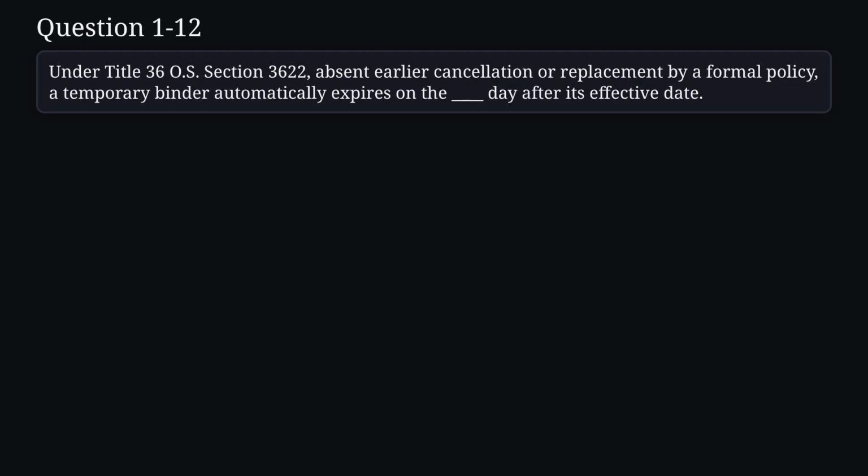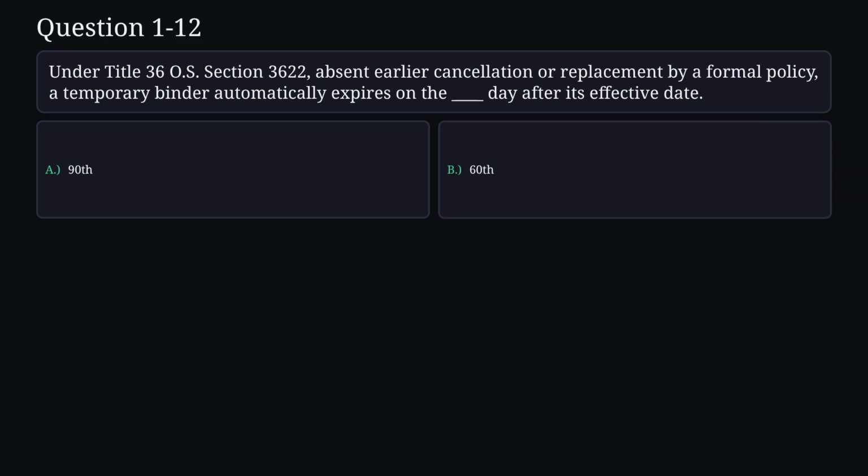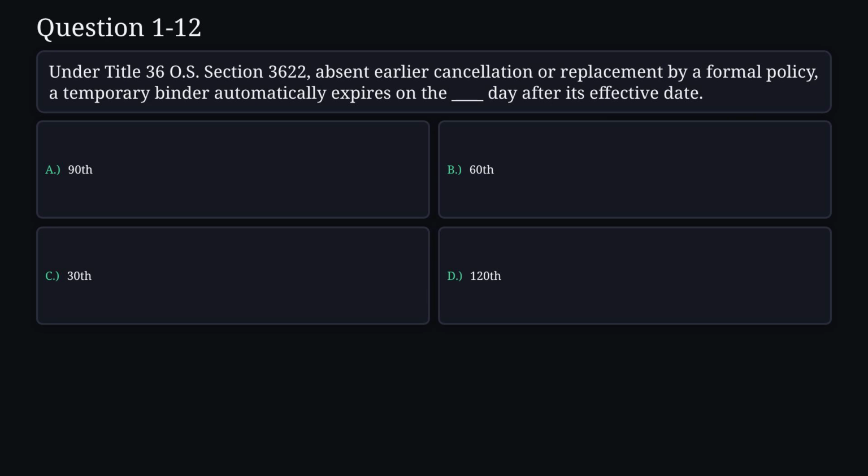Question 12. Under Title 36 OS Section 3622, absent earlier cancellation or replacement by a formal policy, a temporary binder automatically expires on the what day? A. 90th. B. 60th. C. 30th. D. 120th.